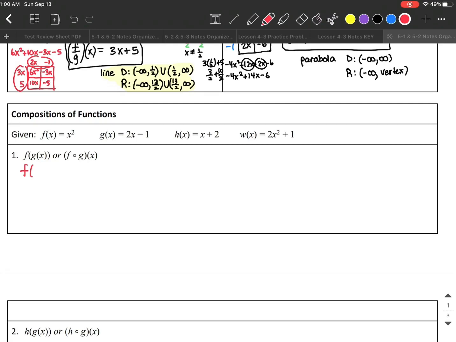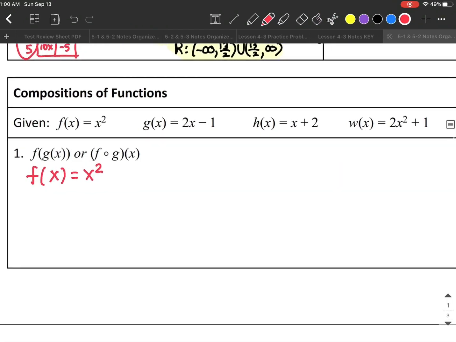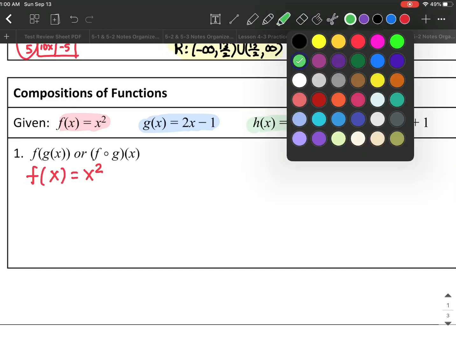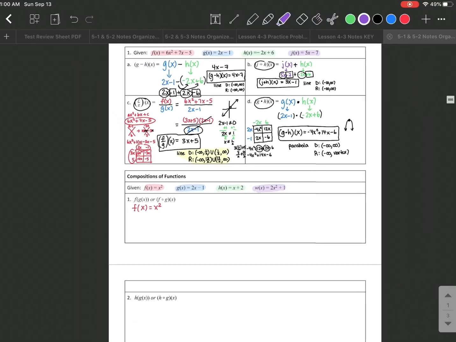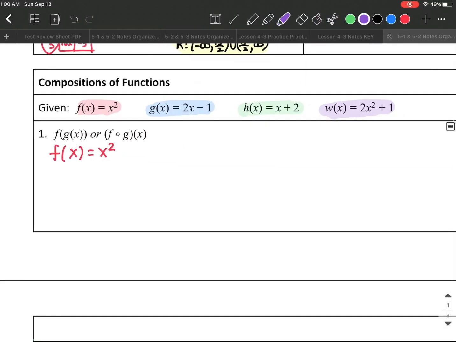That's f of x is equal to x squared. But what I want to actually do is, I forgot to color code these, sorry. f of x is x squared. g of x is 2x minus 1. h of x is x plus 2. And w of x is 2x squared plus 1. I think that's the same thing as it was before, yeah? No, it's not. Never mind. Okay, so f of x is equal to x squared.